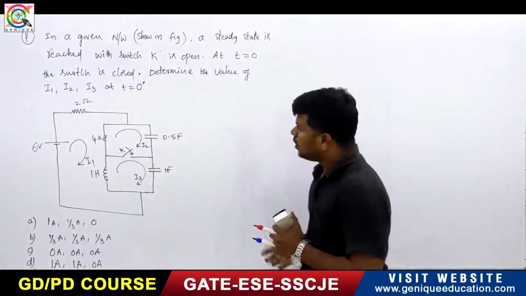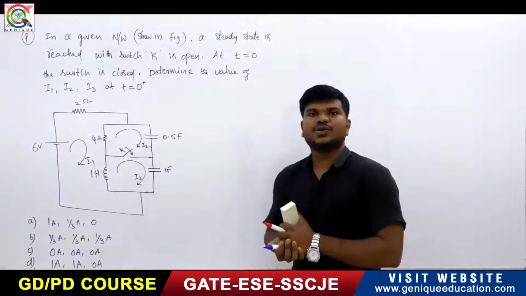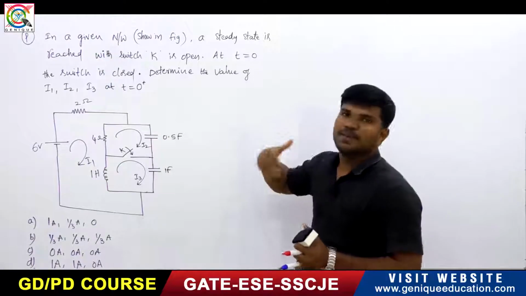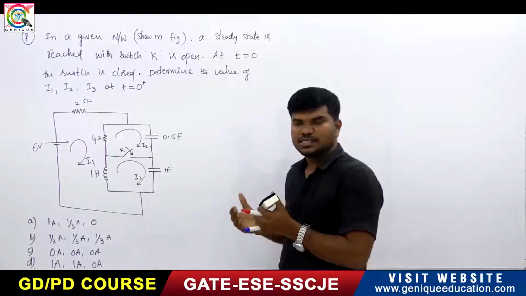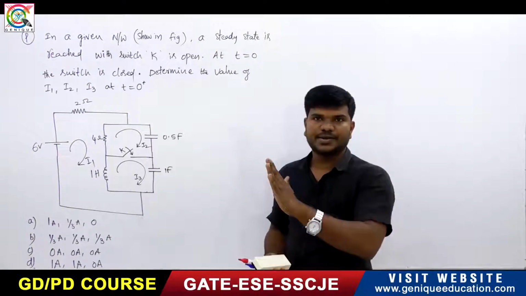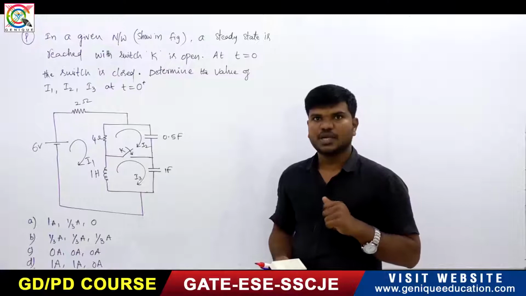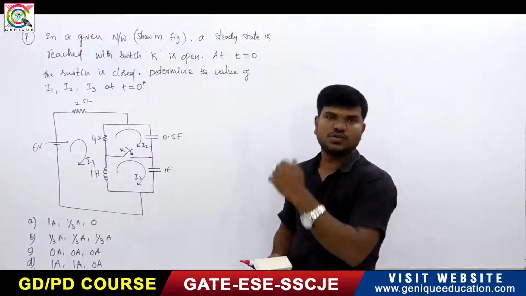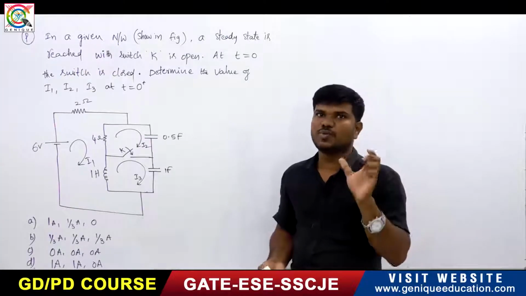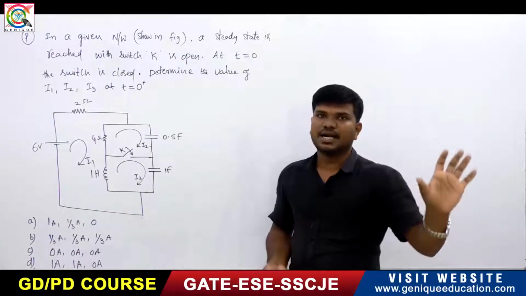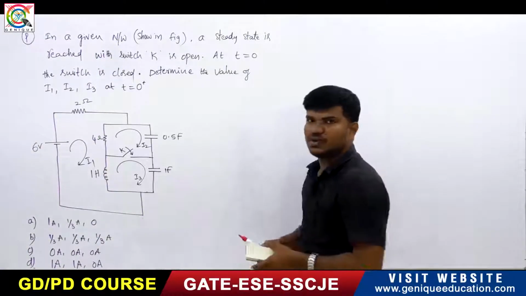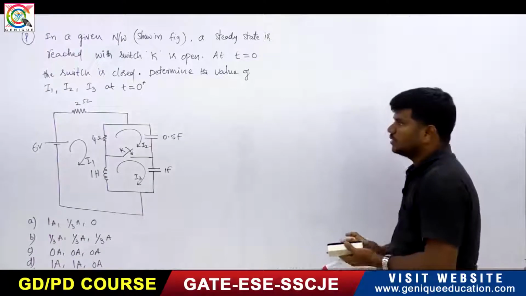So for any circuit consisting of inductors and capacitors, for finding the transient currents or voltages, first of all we have to observe what the circuit is at t equals 0 minus and what the circuit is at t equals 0 plus. At t equals 0 minus and t equals 0 plus, we will find the voltages and currents in the inductors and capacitors. That is the thing you have to observe.